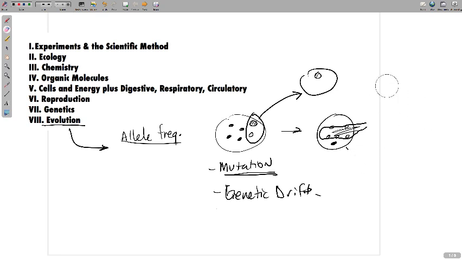So that was genetic drift. Oh, the other one was migration, but I don't think that's on the final. It may be a choice on the final, but migration is, again, let me just draw migration just in case.